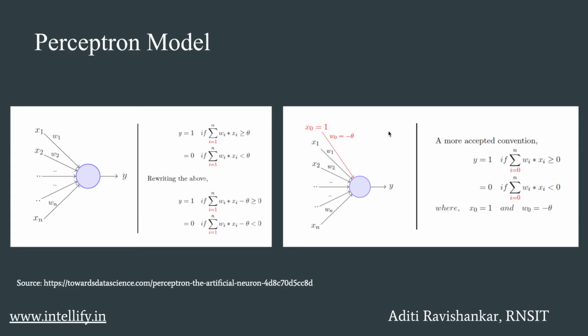Now look at this. We have added x0 and w0. Here w0 is called the bias. Bias means it represents some sort of prior prejudice. Suppose I can explain this with the movie example that I took in the last video.